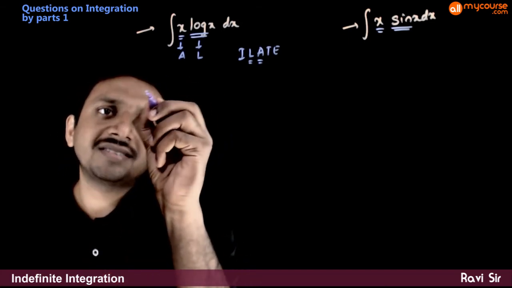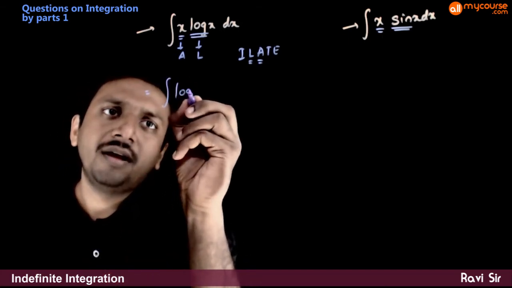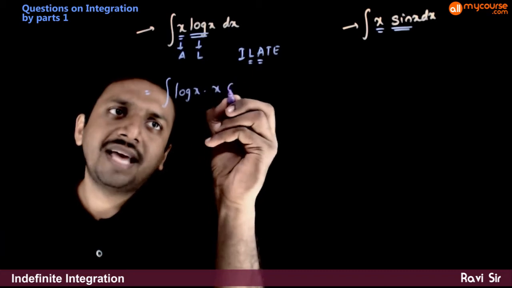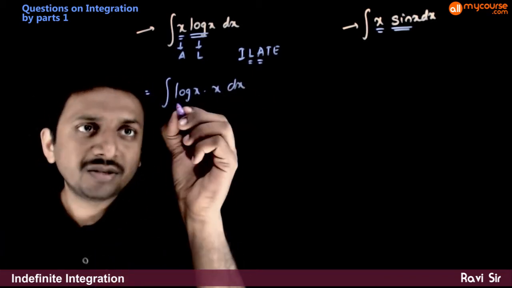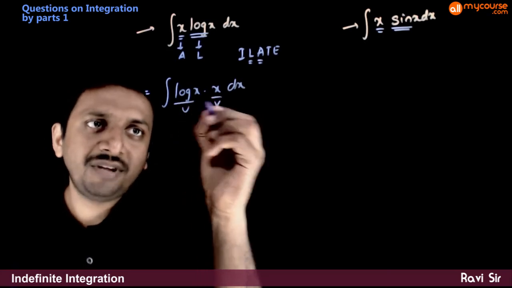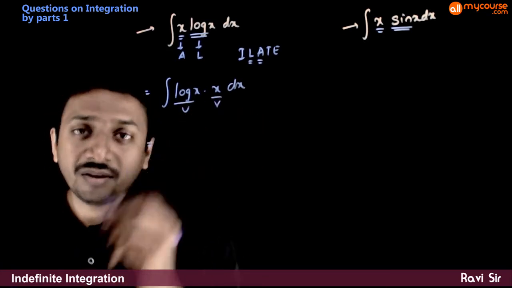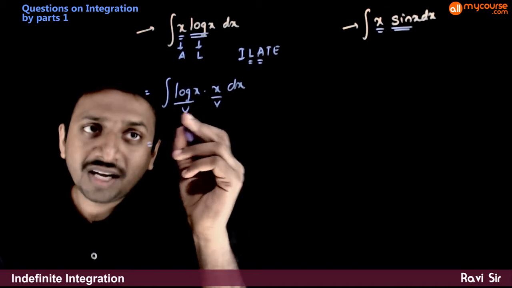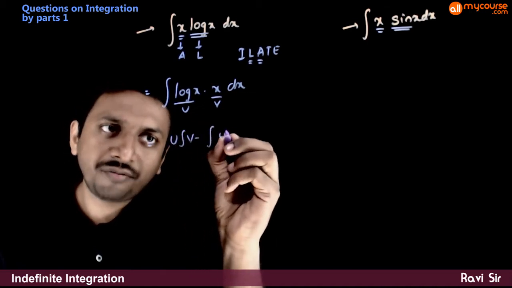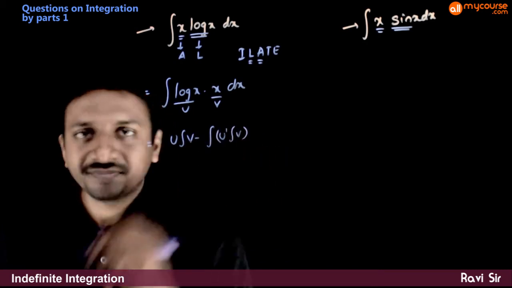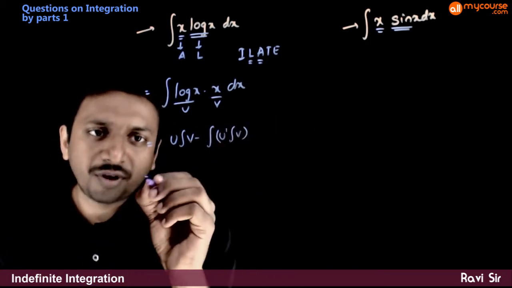So this is integration of log x times x dx. So this is my u, this is my v. Now what is the formula? Integration of uv is u integral v minus integral of u dash integral v, right? So I'll use this formula here.